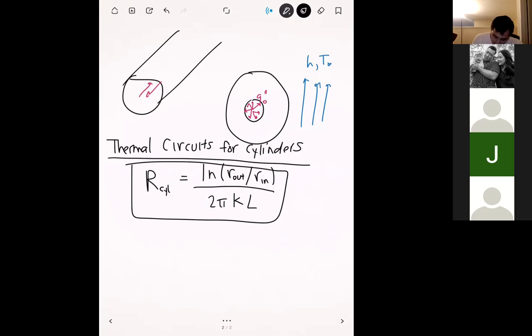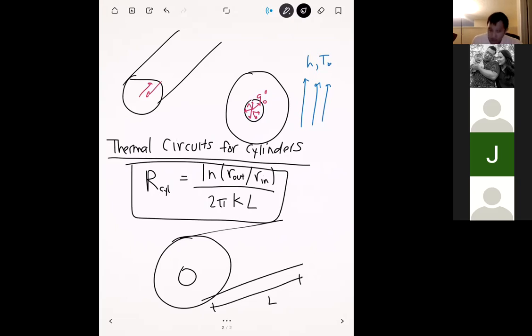To relate these to a diagram, when I say L, I mean the length of the cylinder in the axial direction, or down the barrel of the cylinder. R in will be the radius of the inner cylinder, and R out will be the radius of the outer cylinder. And just like before, k here is our thermal conductivity. Remember, that's the property that tells us how well the material conducts heat.